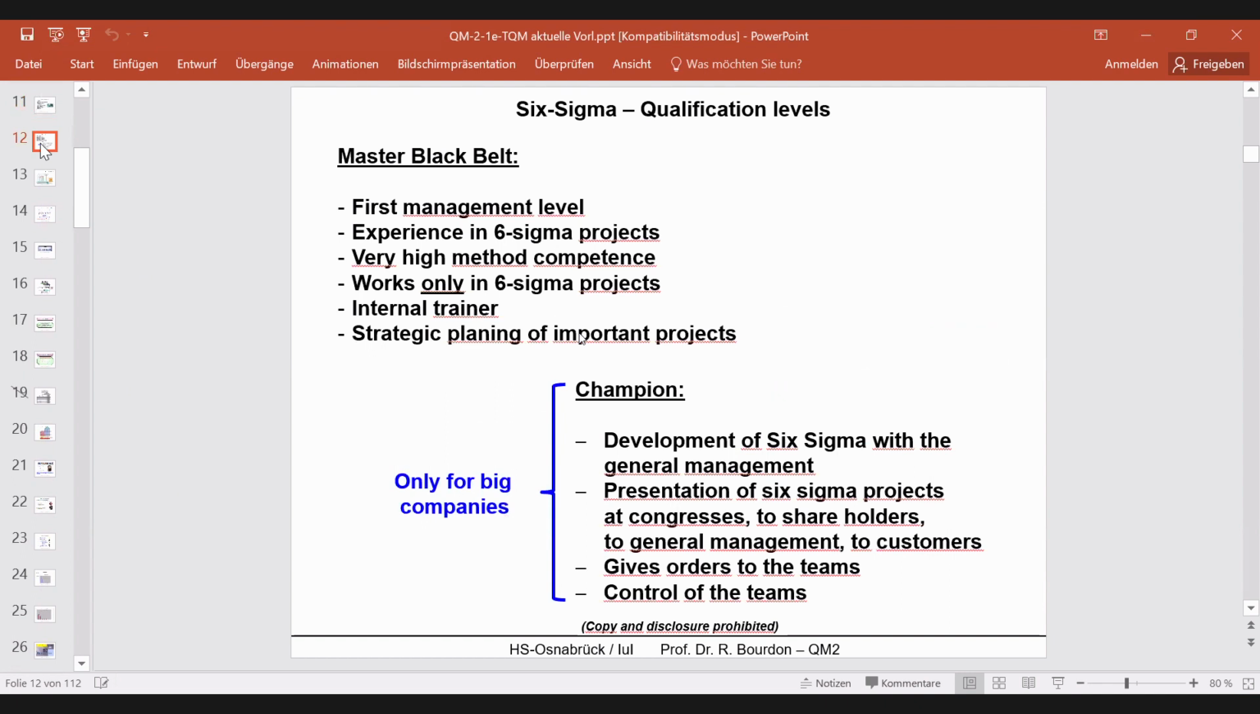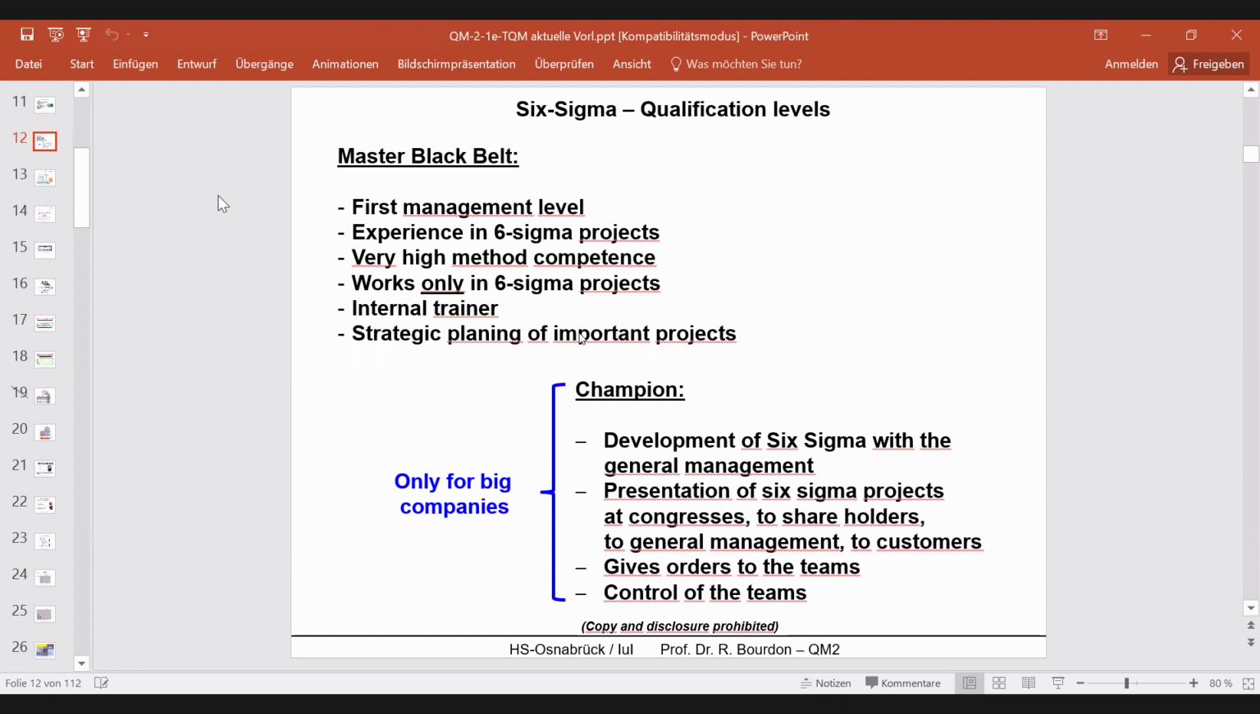The highest qualification level is Master Black Belt. He's in the first management level, a lot of experience in Six Sigma projects, very high method competence, and he works only in Six Sigma projects. In the companies he is the internal trainer, and is doing the strategic planning of important projects.